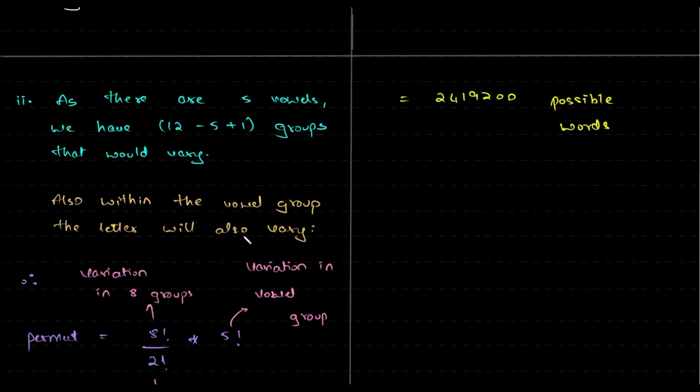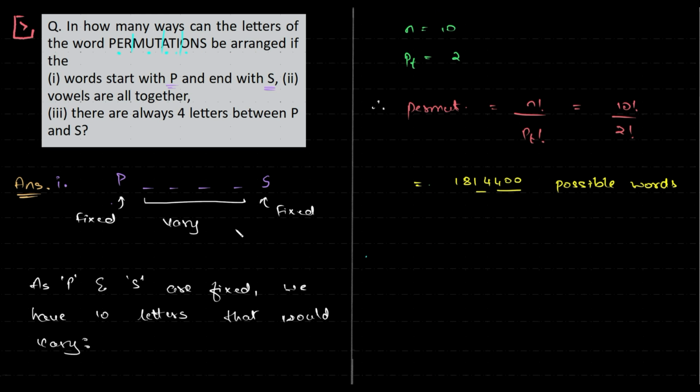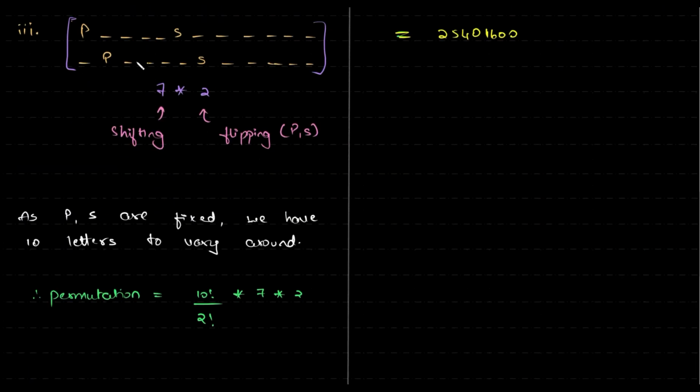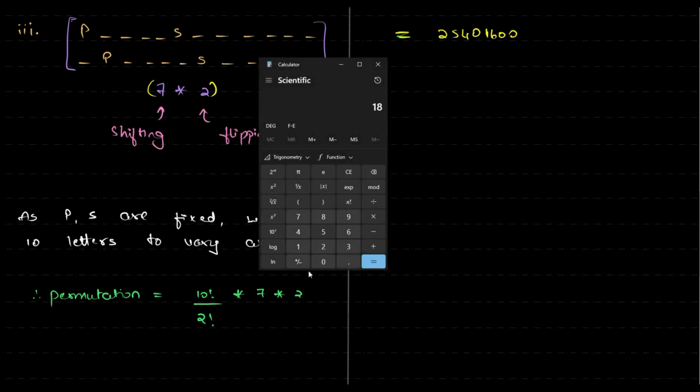Okay, I hope you guys understood this question. So in the first question, we have P and S that is fixed, so we have 10 things varying between them. The same concept can be applied to the third question, but here P and S will vary 7 into 2 times, right? So it's the same as the first calculation, but into 14 times. So basically, if you multiply the first particular answer, that is 1814400, into 14, you can see that it's the same number, right?